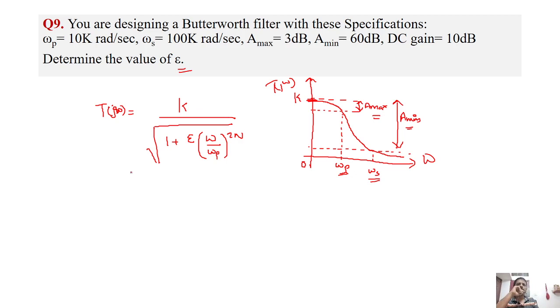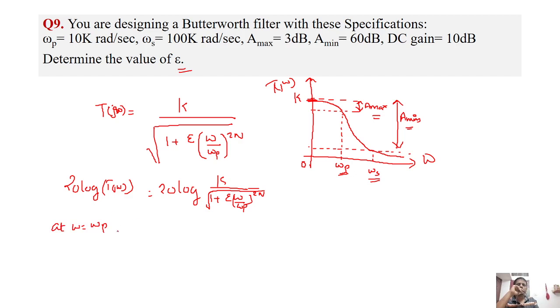Initially we know this is all in dB. So 20 log of T of j omega will be equal to 20 log of k by root of 1 plus epsilon squared times omega by omega p to the power 2n. Sorry for my handwriting. So this is in dB. Now at omega equal to omega p, what happens?